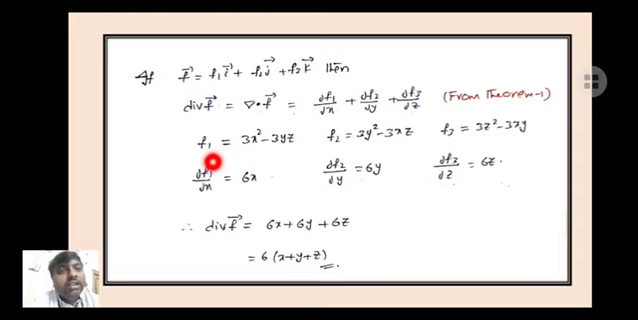You identify the values: f1 is 3x square minus 3yz, f2 is 3y square minus 3xz, f3 is 3z square minus 3xy. So dou f1 by dou x is 6x, dou f2 by dou y is 6y, dou f3 by dou z is 6z. You replace the partial derivatives, then div f is equal to 6x plus 6y plus 6z, that is equal to 6 into (x plus y plus z). This is the way we can calculate the divergence of a vector point function.